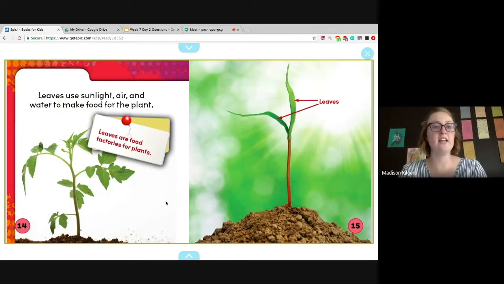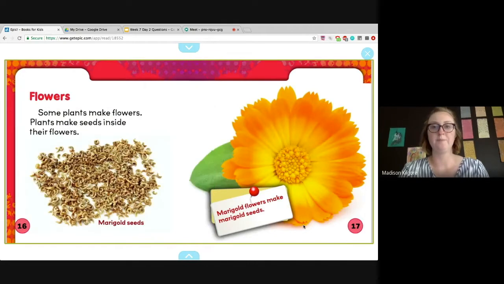Leaves use sunlight, air, and water to make food for the plant. And our caption here is, leaves are food factories for plants. We have 2 different kinds of leaves here that we can see in the pictures. Take a moment to look at the text features.